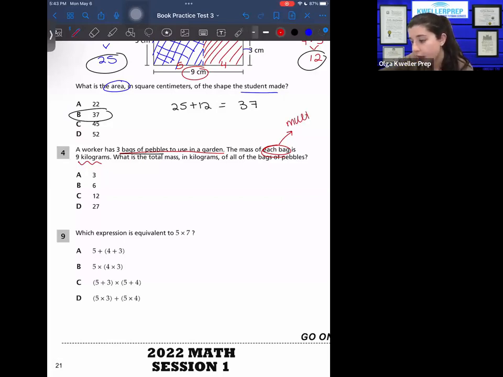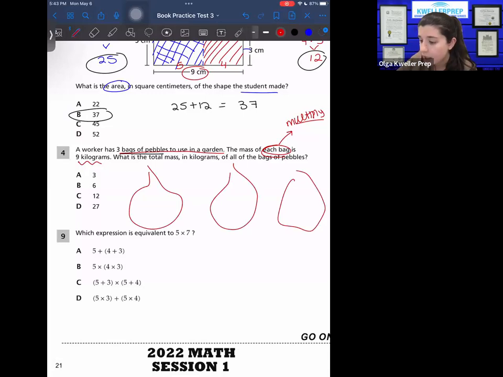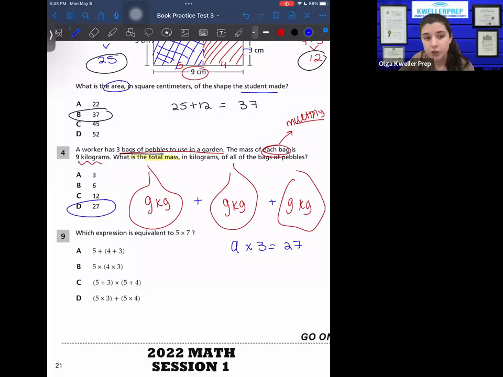So now we can check if that rule works. We have 3 bags to use in a garden. Here are bags 1, 2, and 3, and each of them is 9 kilograms. This one's 9 kilograms, this one's 9 kilograms, and this one's 9 kilograms. So what is the total mass? Just like we did for the first question, we multiply. So we do 9 times 3 to get the answer of 27. Excellent. A different way to think about it is you could just do 9 plus 9 plus 9, but the more efficient way to think about it is 9 times 3.